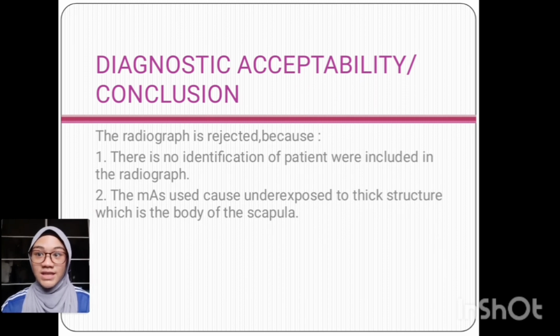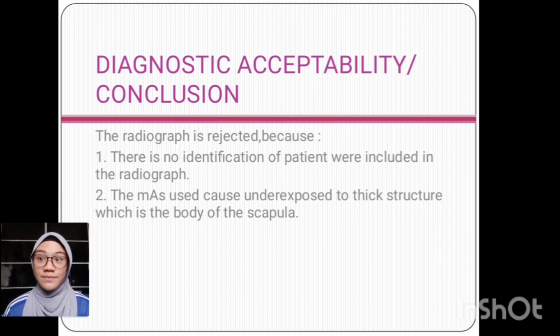For conclusion, this radiograph is rejected because there is no sign of identification of the patient included in the radiograph. Second, the mAs used causes underexposure to the thick structure, which is the body of the scapula.